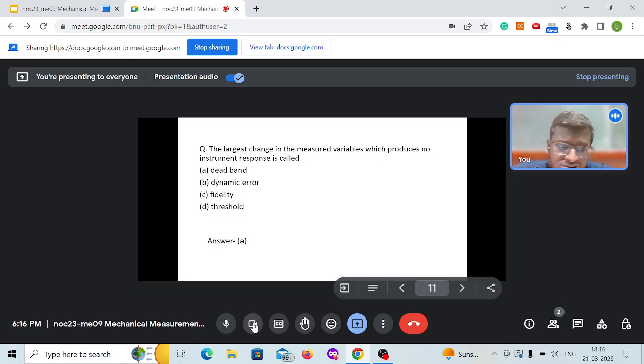And D is threshold. When you change the input, the initial amount of input for which there will be no output shown. After some input value is reached, it will start showing an output. That is called the threshold. When the threshold is crossed, it will start responding. So initially, for some values, even if you give input, it will not show output. That is called threshold. If you remember, threshold and response are kind of similar. Response is the minimum input we require to show that output. It can be the least count, that is response, and the threshold happens at the start of the instrument.